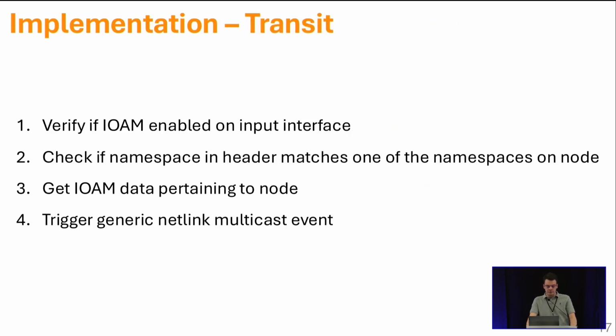Okay, so we have transit nodes along the path, which are all the nodes in between the encapsulation and decapsulation. And for the direct exporting to happen, first, the node needs to verify if IOAM is enabled. We will see in a few slides how to enable it. Then it needs to check if the value for the namespace in the header is matching one of the values configured on the router. If these two conditions are met, we will gather the IOAM data and report it with generic netlink towards the user space.